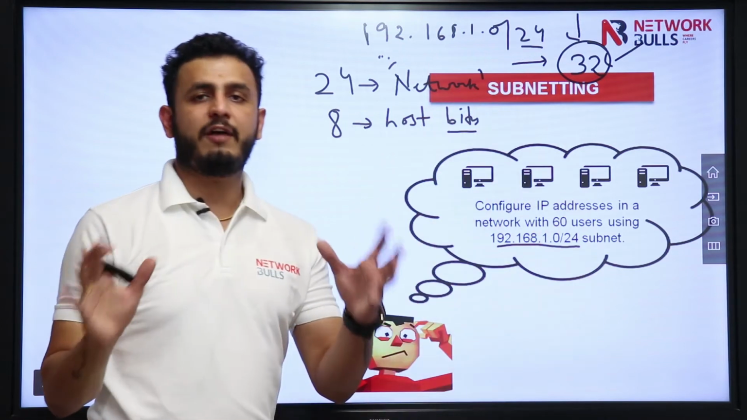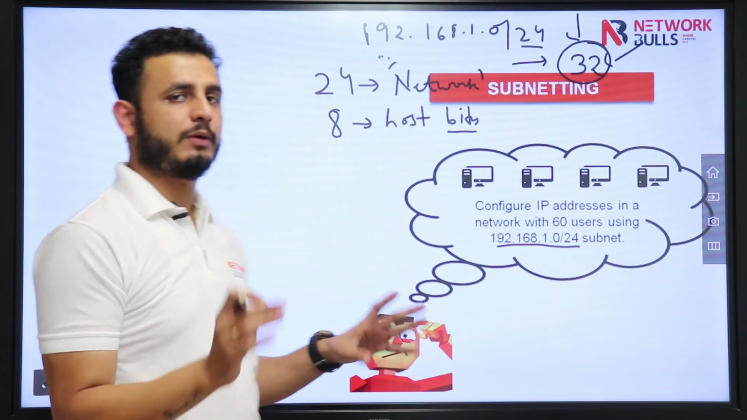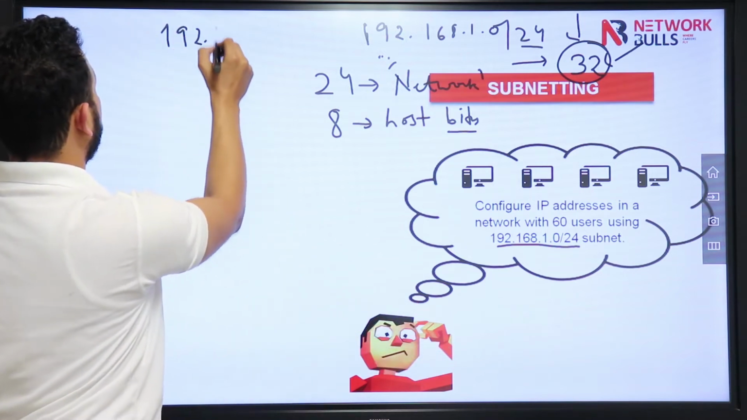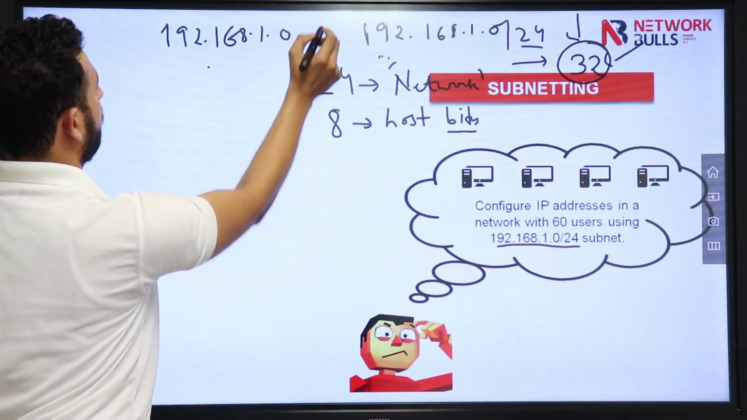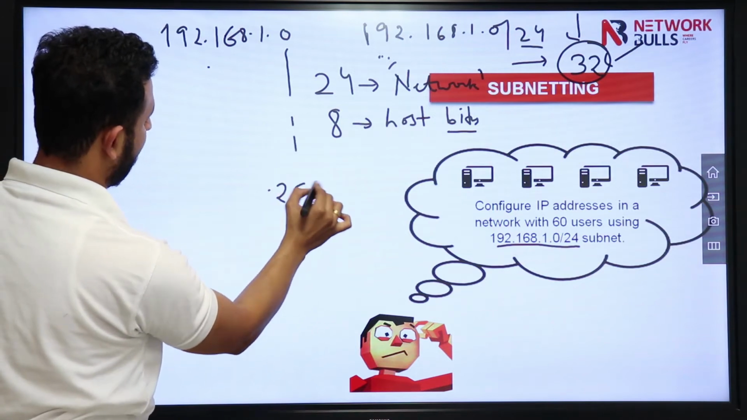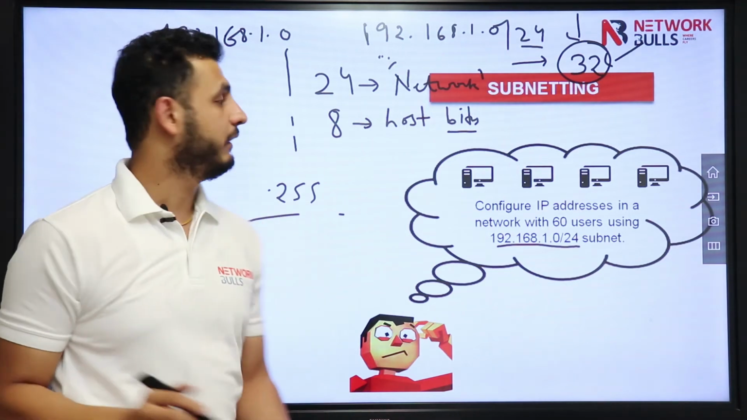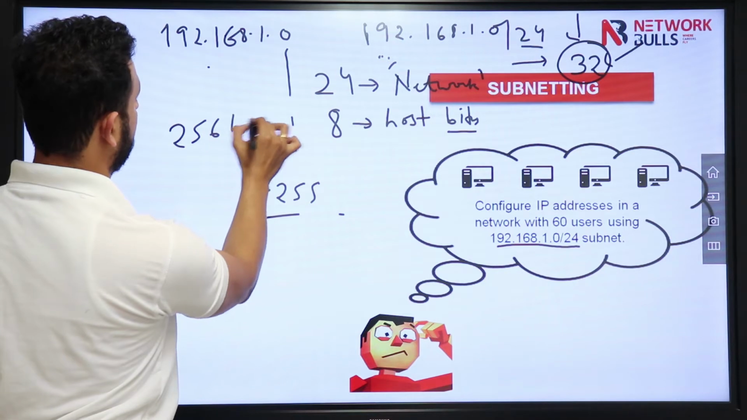Now, all of you know the way how to calculate network ID and broadcast ID. So, if I calculate network ID for this network, it will be 192.168.1.0 and broadcast ID will be 255. It means in this network there are 256 hosts total.